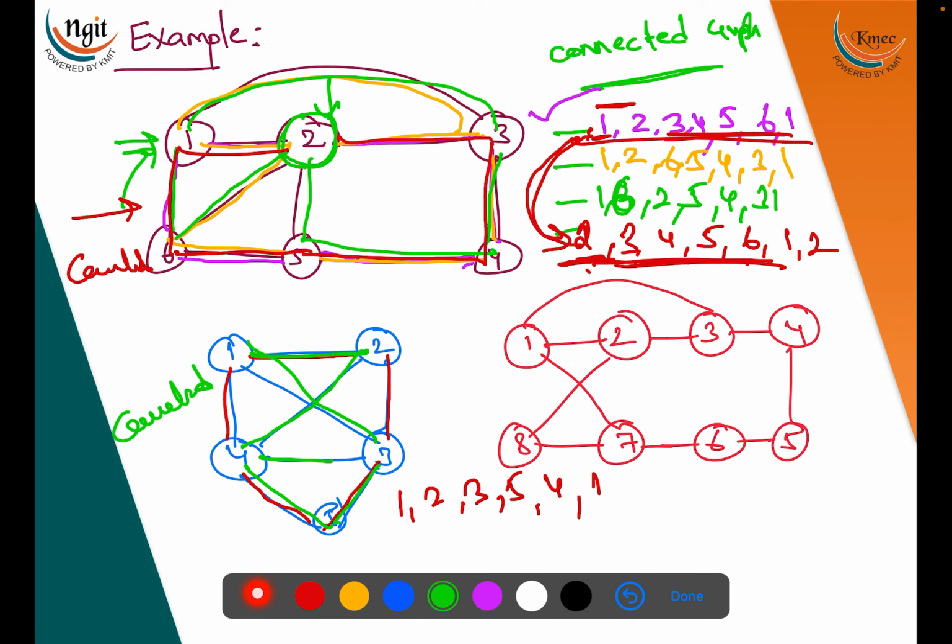Now let's see this one. Do you have any Hamiltonian cycle? Can you generate any Hamiltonian cycle from this graph? Let's see. 1 to 2, 2 to 3, 3 to 4, 4 to 5, 5 to 6, 6 to 7, 7 to 8. If I wanted to go back to 1, I cannot go back from 8 to 1. I have to again visit a vertex. So this path is not correct. Now let's see, is there any other path which is possible from this graph? Let's see that also. Now what is the path?